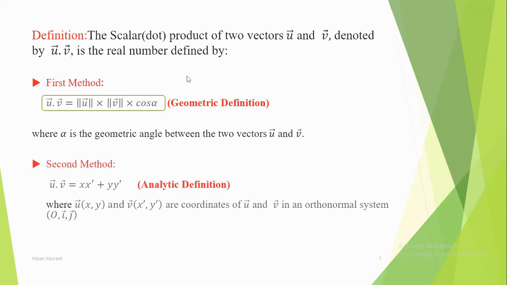Well, the second method is the analytic definition, which is u dot v equals xx prime plus yy prime, and also you have to memorize this definition, where u (x, y) and v (x prime, y prime) are the coordinates of u and v in this orthonormal system. We must have this system of orthonormal type. This is a necessary condition to use this definition.